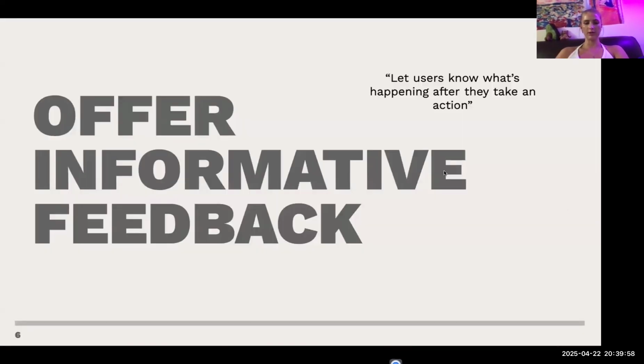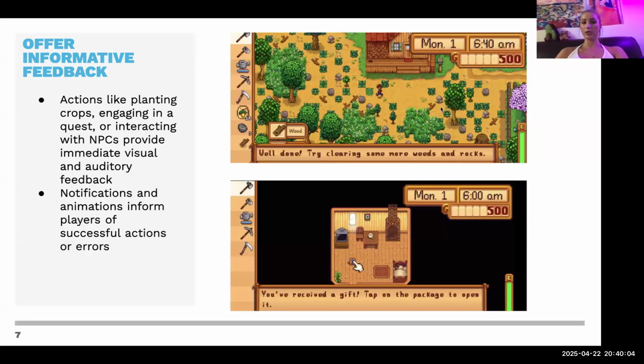Awesome. So the next one I'm going to talk about is offer informative feedback, which is defined as let users know what's happening after they take an action. I also think Stardew Valley does a great job at this. As we saw in the demo, every time I watered something, it let me know it was watered. You immediately saw your plant in the ground. Actions like planting crops, engaging in quests, or interacting with NPCs provide immediate visual and auditory feedback. Although my demo didn't have audio, it wouldn't upload video when I screen recorded.